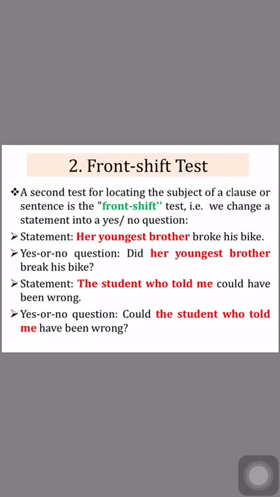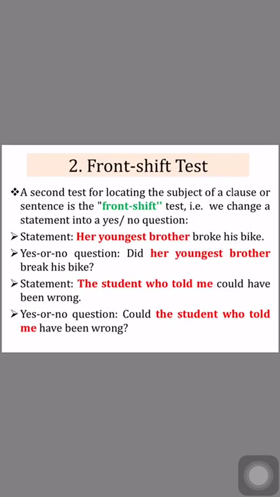This is again a shift in the position of the subject and the verb. But if we compare yes-no questions and WH questions, we are going to see that yes-no questions start with the auxiliary, whereas WH questions start with a WH word. Okay, removing what, we are going to see that did her youngest brother, the auxiliary precedes the subject, whether in a yes-no question or in a WH question.